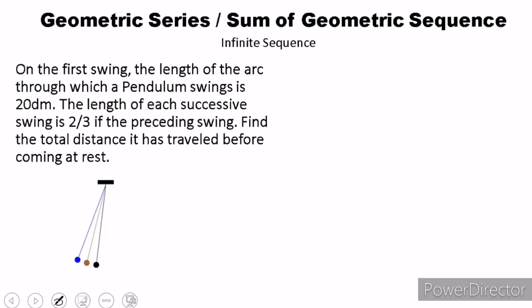On the first swing, the length of the arc through which a pendulum swings is 20 decimeter. The length of each successive swing is 2/3 of the preceding swing. If find the total distance it has traveled, nagiging 2/3 na lang ng original length. So, yung 2/3 naman natin ay yung ating common ratio. Since alam na natin yung common ratio and the a sub 1, so lagay natin dito.